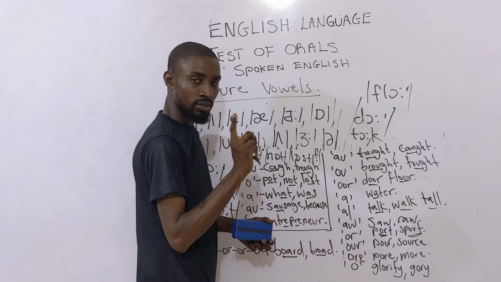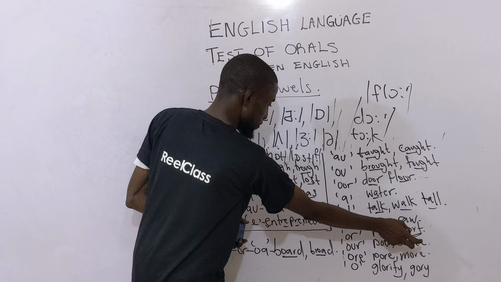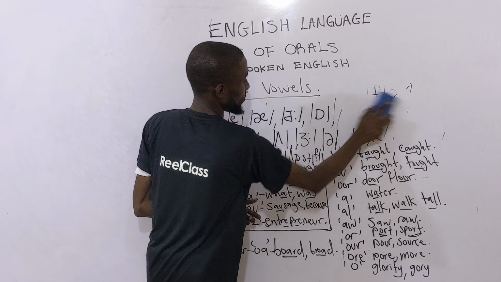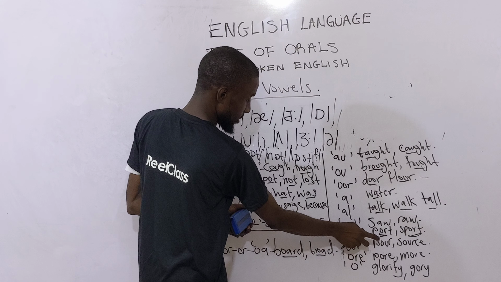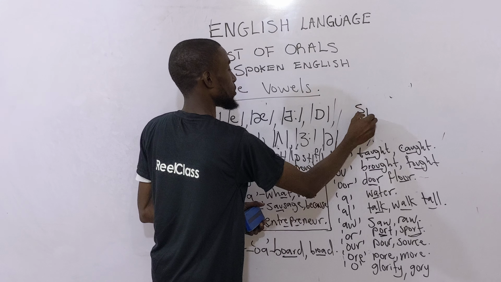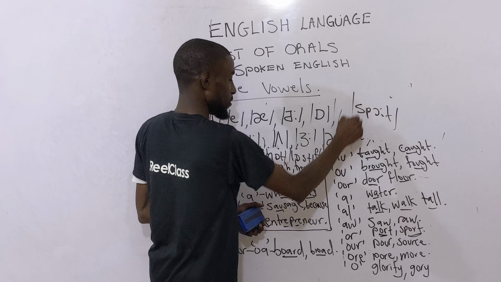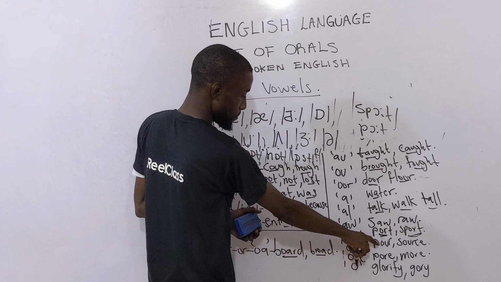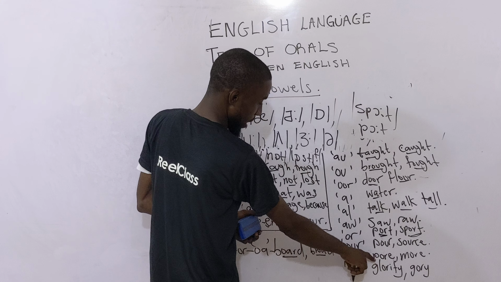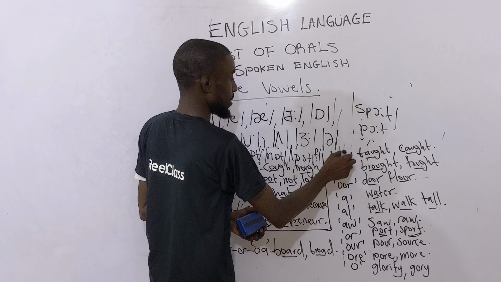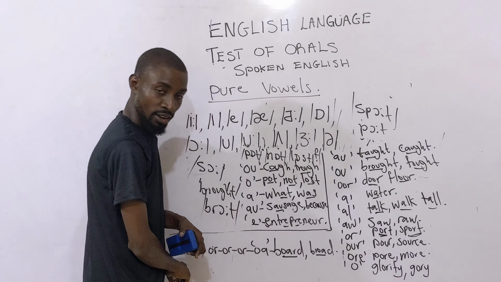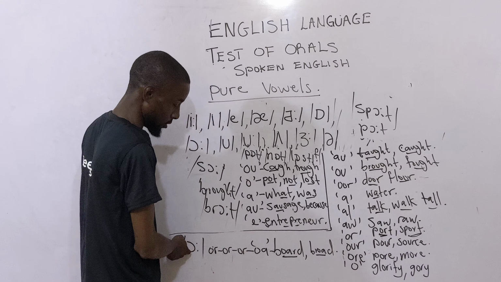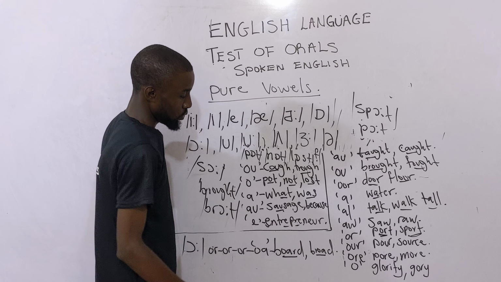Then spot. S plus P plus this, then plus T again. All right, don't forget. What I'm trying to say is this. See this pot plus S will give you spot. Pot will give you this. All right, we have transcribed this already. Then pour, more. They are very easy to transcribe. That's P plus this. All right. Then what about more? That's M plus this will give you that. Then that word too.